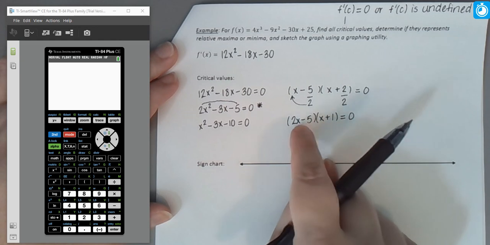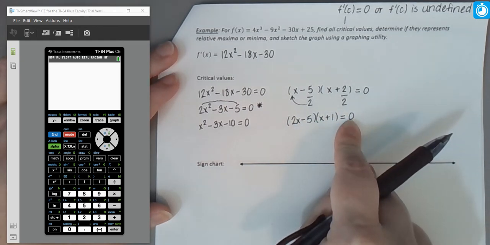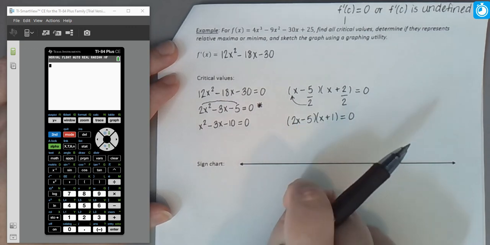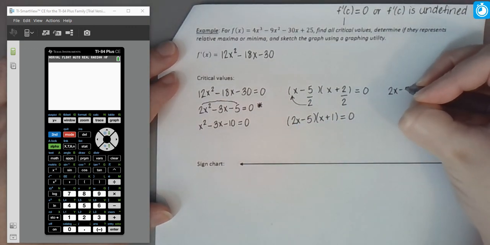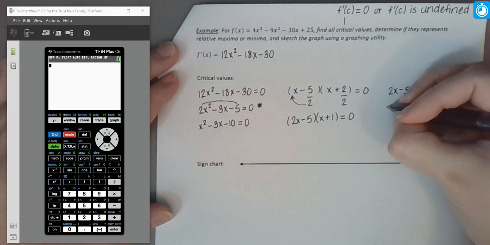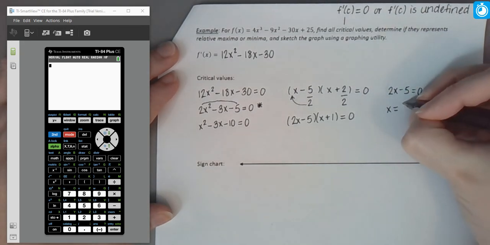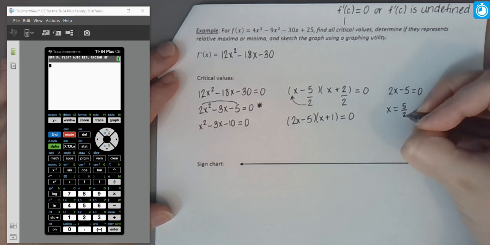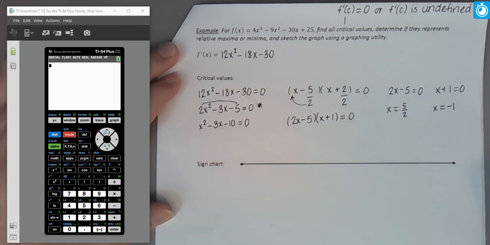Well, now we have two numbers that are multiplied together and the multiplication results in a 0, which means that one or the other had to be 0. So I can take each of these factors, I can set each of them equal to 0, and then I can solve for x. So for the first one, I'm going to add 5, divide by 2. So x is going to be 5 halves, and I'm just going to leave it in that form. And for the next one, I just subtract 1, so x is negative 1.